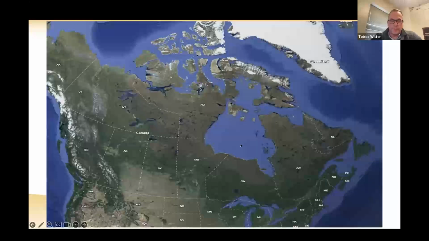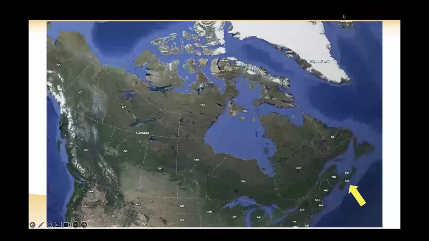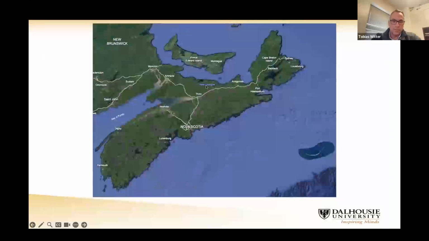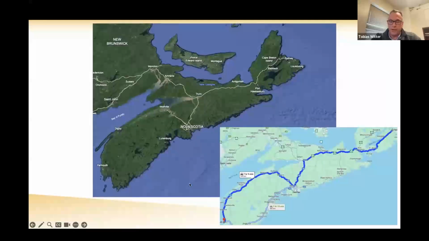Where are we? So we are out here on the very eastward side of Canada. This is all Canada, and we are at the very east side of Canada, in a not very well-known province, I think, Nova Scotia. We have about 1 million people here. It's about 550 kilometers from north to south, from here to here. Takes you about 7 hours to drive.